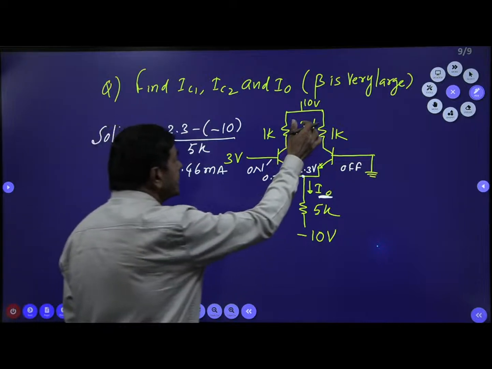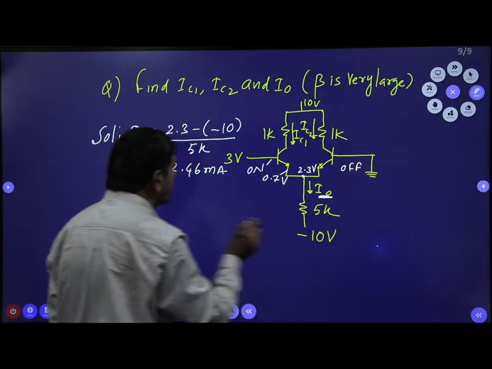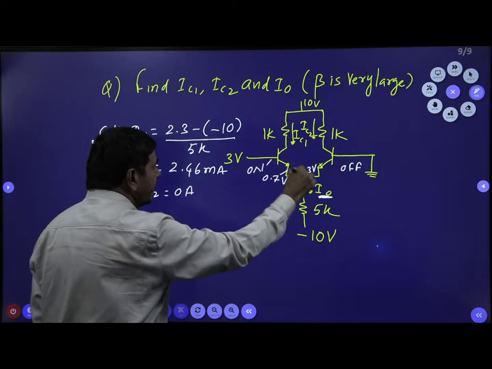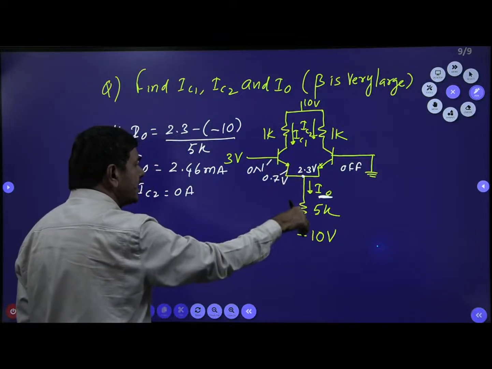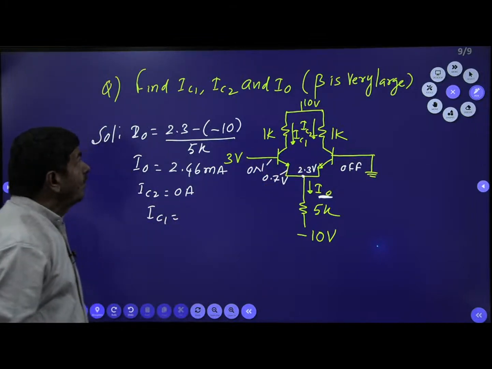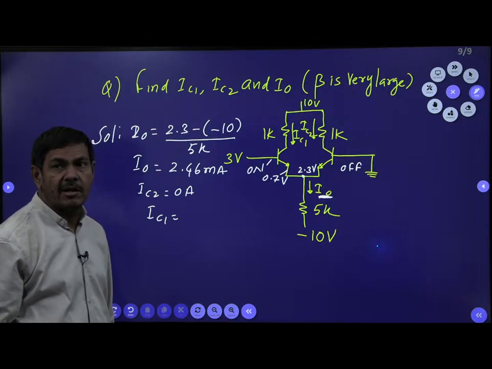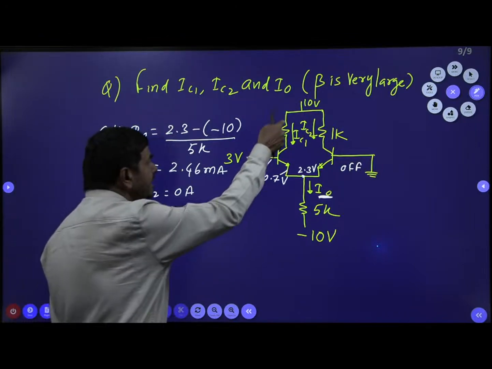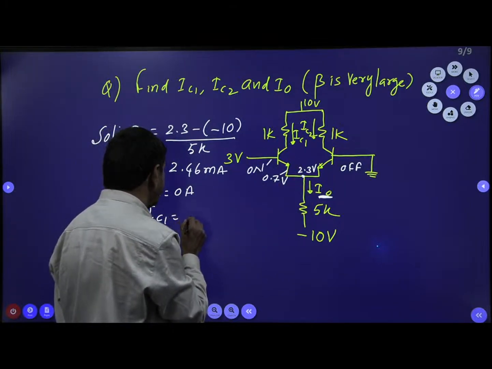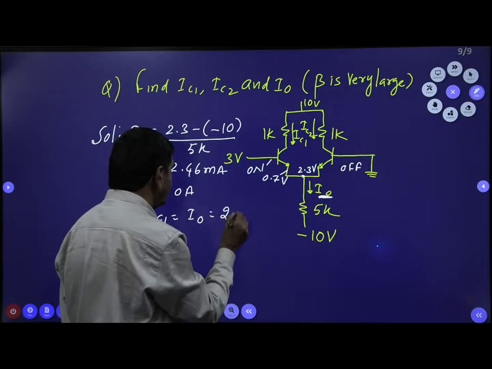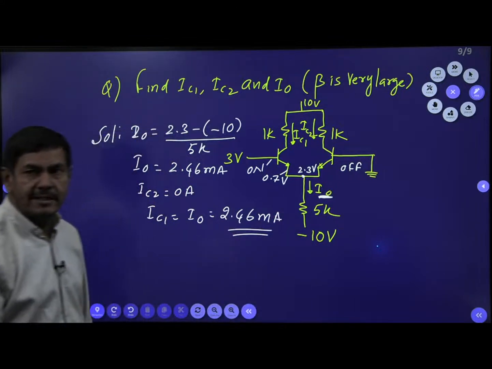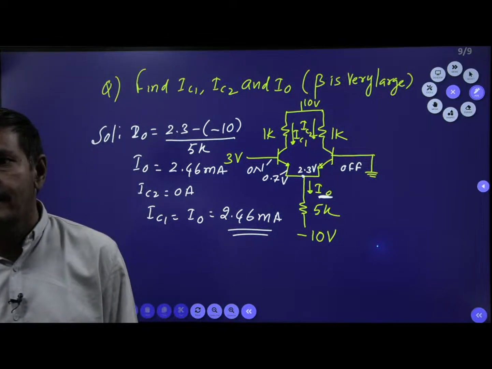Here IC2 is 0 because it is in the off state. But IC1 and I0 will be the same. The same current will flow this side also, because the base current is neglected. Why are we neglecting it? Beta is very large, so the base current is neglected. These two currents will be approximately the same. That's why we can write IC1 equal to I0, equal to 2.46 milliamperes of current. That much current will pass in this network.